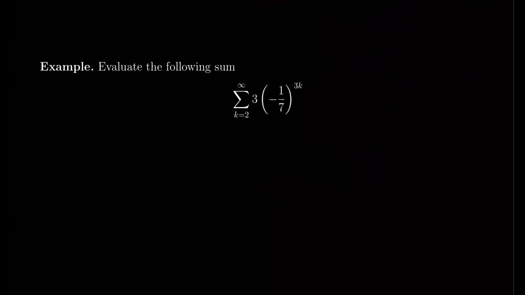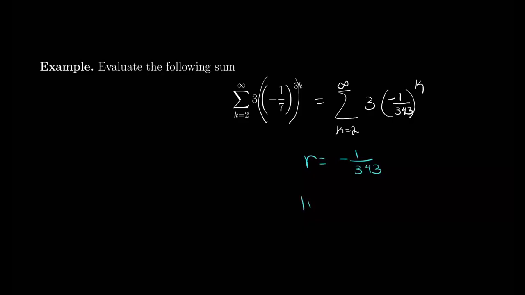Cool, let's do another slightly trickier one. The sum from k equals 2 to infinity of 3 times -1/7 to the 3k. You can simplify that. I'm going to add another set of parentheses here, and that's going to become the sum from k equals 2 to infinity of 3 times (-1/7 cubed) to the k. And then you can figure out what that is. -1/7 to the power of 3 is -1/343.